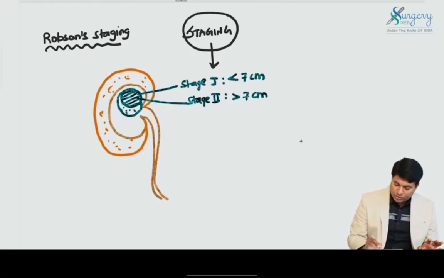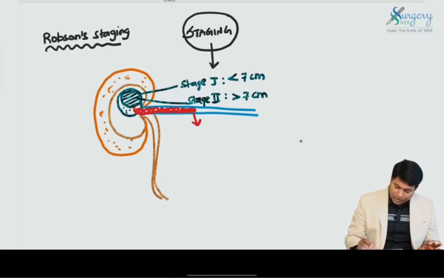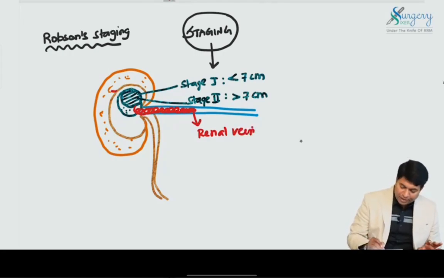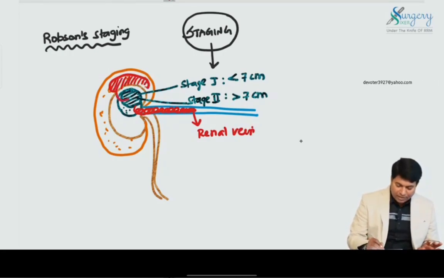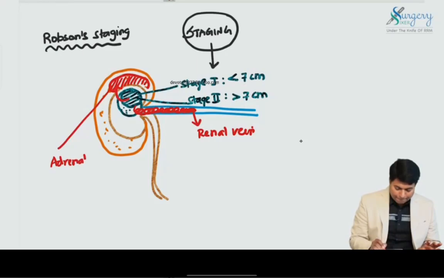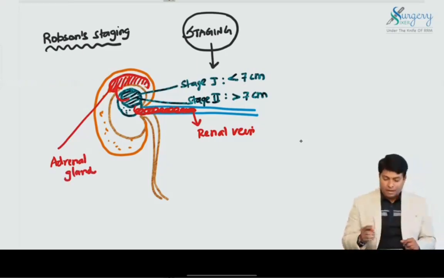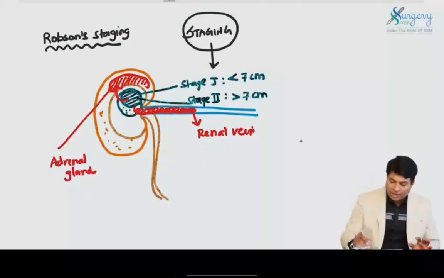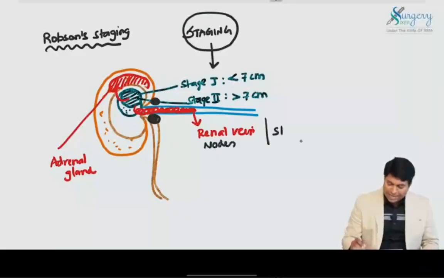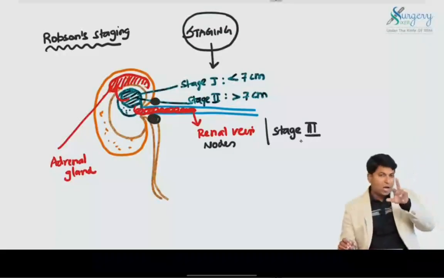Stage 3 is interesting. This is the renal vein I told you. In stage 3, the cancer is infiltrating into the renal vein as a tumor thrombus, or into the adrenal gland, or up to the atrium also, or with regional nodes. Some regional nodes, perirenal nodes, are also involved. So this is what we say as stage 3. It has come out of the kidney but not gone out of Gerota's fascia.